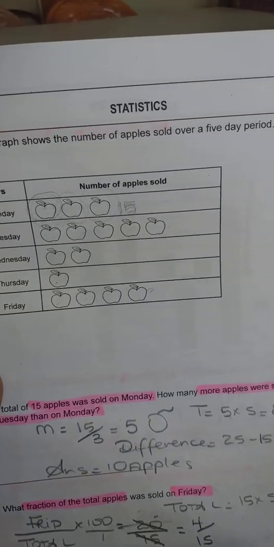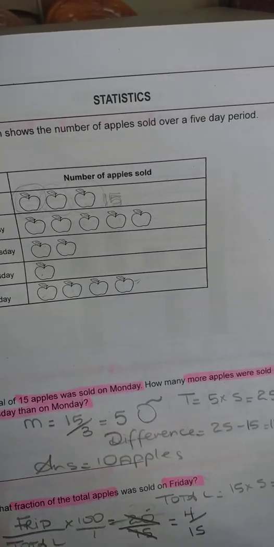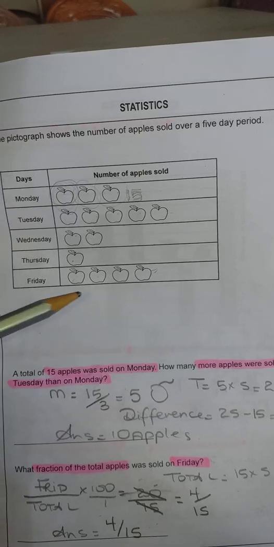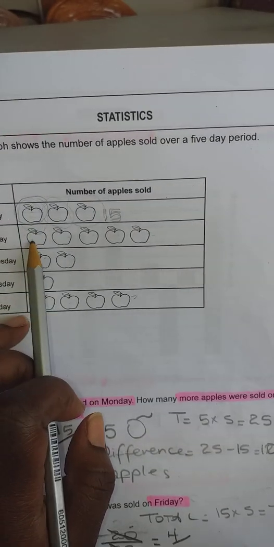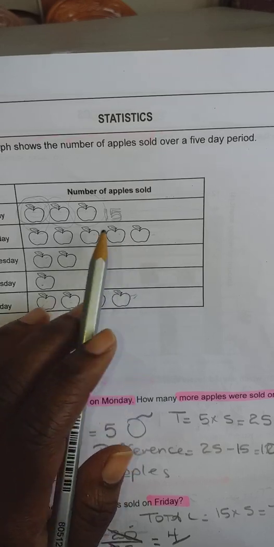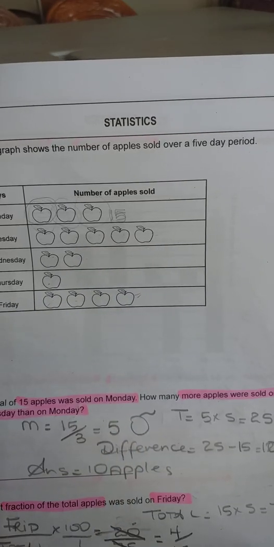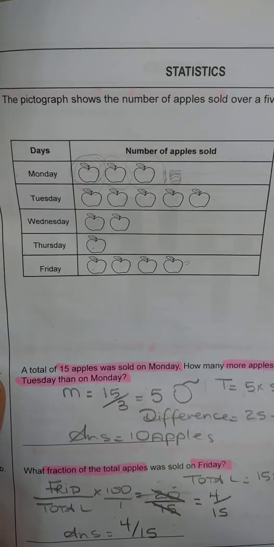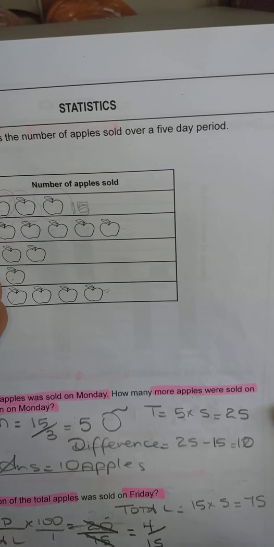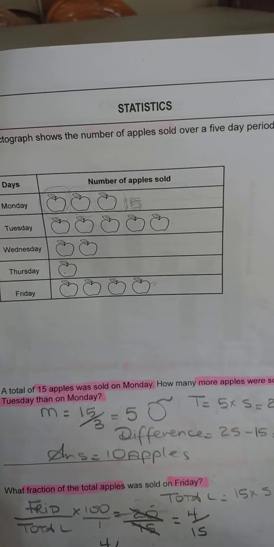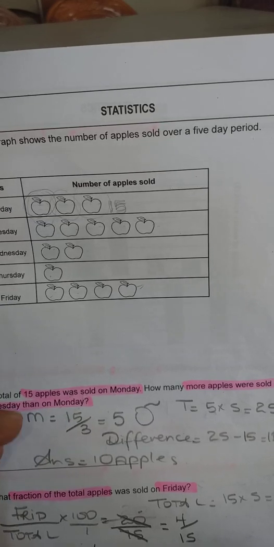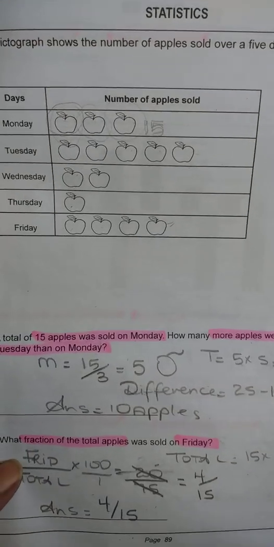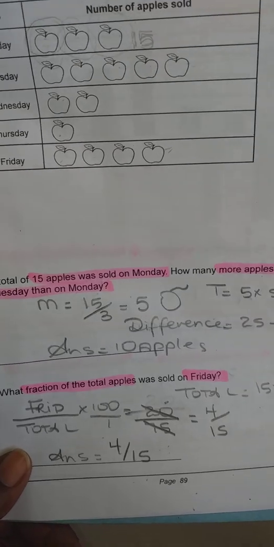Now, I want to find how many more apples were sold on Tuesday than on Monday. I have my Monday value, which is 15. So I need to get my Tuesday value. If you look at Tuesday, it is 1, 2, 3, 4, 5. Tuesday is 5 symbols, but remember that one symbol is really 5. So we have 5 multiplied by 5, which is 25. So Tuesday is 25. The question says, how many more apples were sold on Tuesday than on Monday? So there's a difference. Tuesday sold more than Monday, so the difference is 25 minus 15, which is 10. So 10 more apples were sold on Tuesday than on Monday.